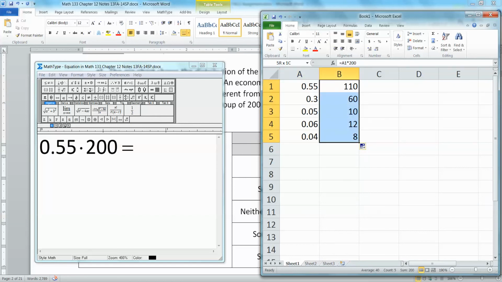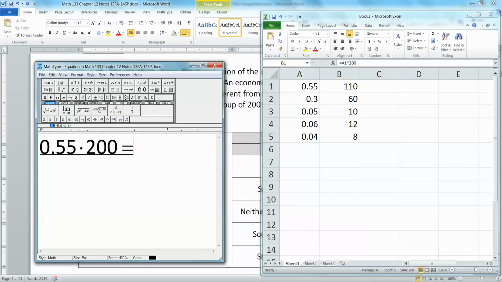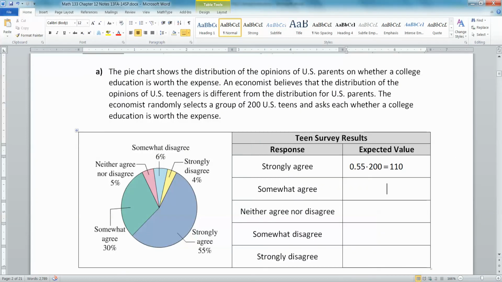So it gives me these numbers, right? So this one would be 110, and then so on. 60, 10, 12, etc. 10, 12, and 8, I believe it was. Okay, so those are the expected values.